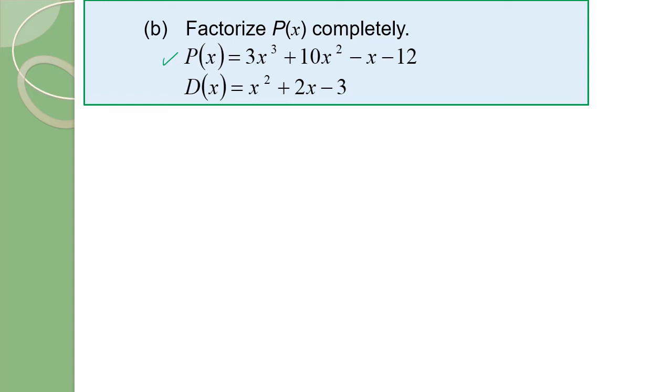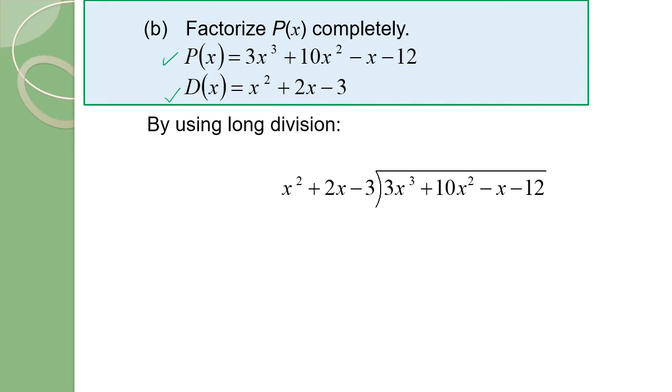A and B. And we also know that P(x) is divisible by x squared plus 2x minus 3. The polynomial is divisible by this, which means that we don't have a remainder. To factorize it completely, we can use long division. Okay, so we apply long division, so we will have the quotient to factorize P(x) completely.